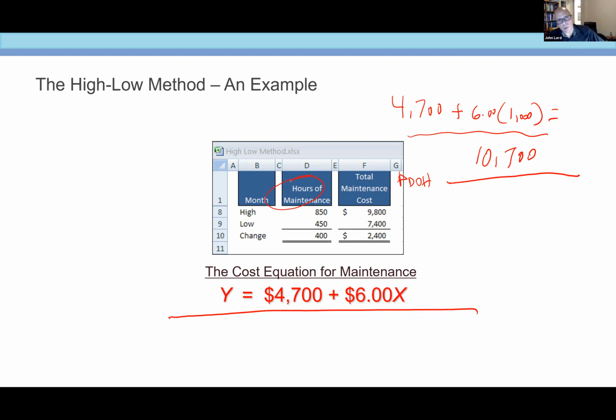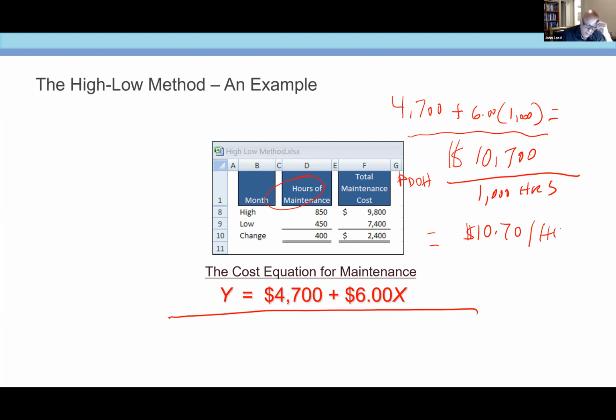Let's say I told you that you made $10,700 in a month, and you worked 1,000 hours. That'd be a horrible month, but okay. You worked 1,000 hours in a month, and I wanted you to tell me how much you make per hour. What would you do? Oh, I would just divide by 1,000. Good. Take the 10,700, divide it by the 1,000 hours. So what's my predetermined overhead rate? $10.70 per hour, you say?